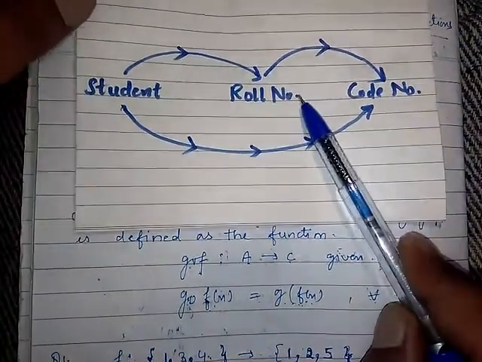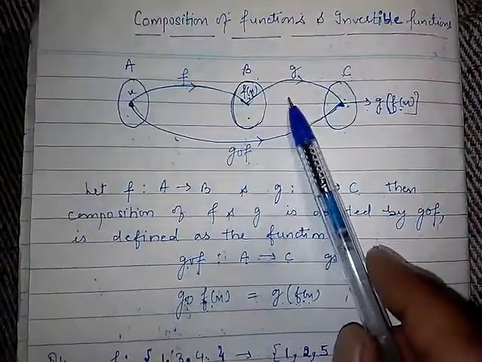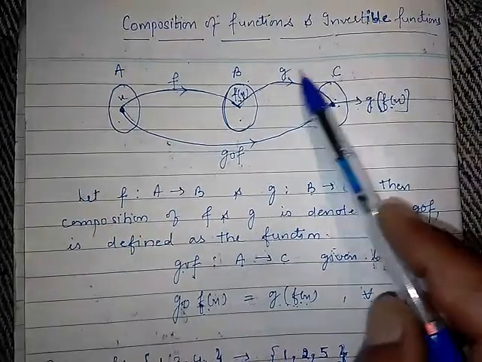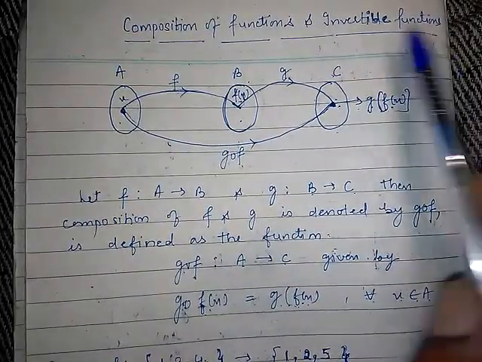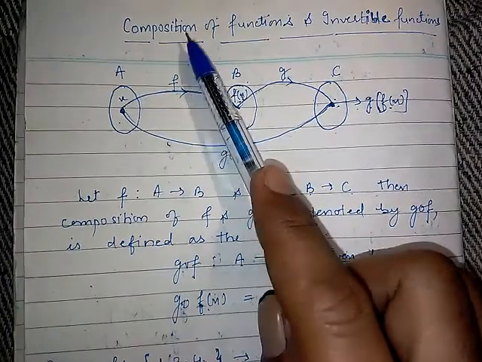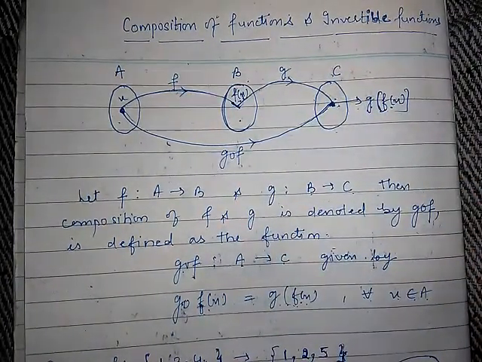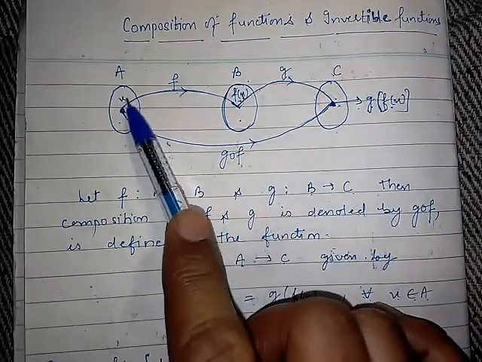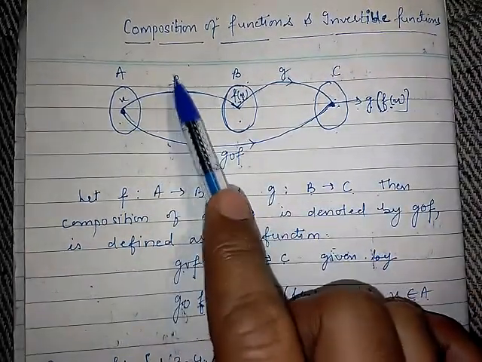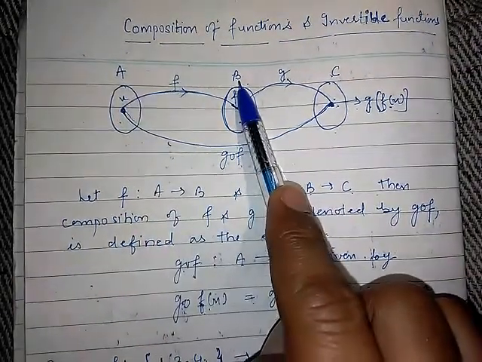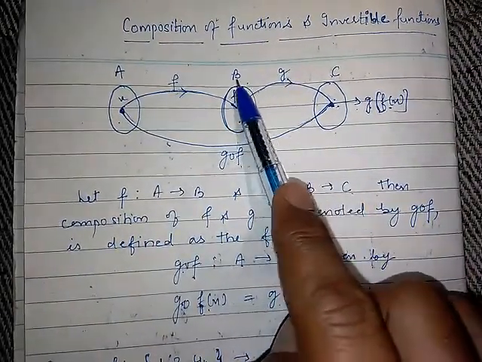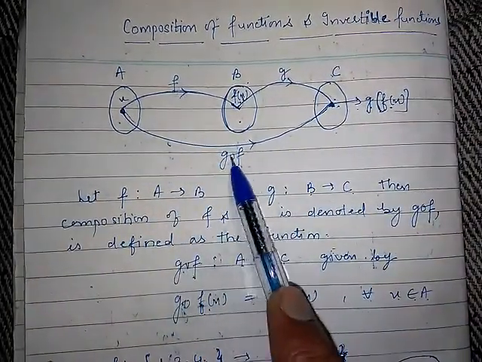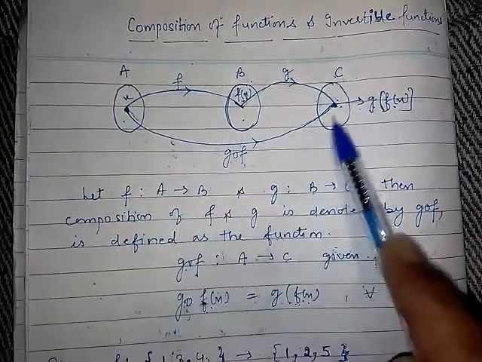The same figure is given in your book also. See here, your topic is composition of functions and invertible functions. What do you mean by composition? As the name suggests, composition means mixing more than one thing. Here in the figure you can see the function f is defined from A to B, and there is another function g defined from B to C. And here we have one new function, that is gof, which is directly linked from A to C.